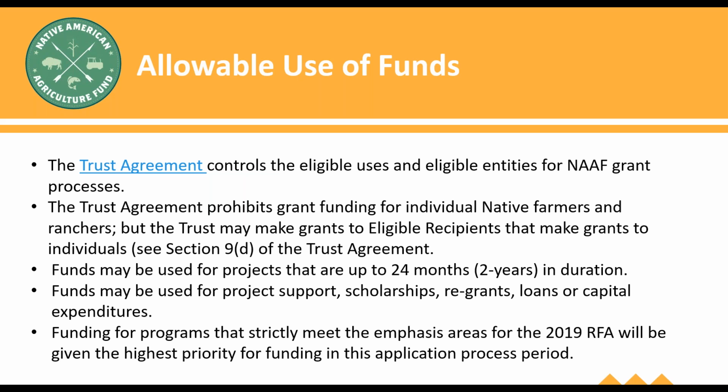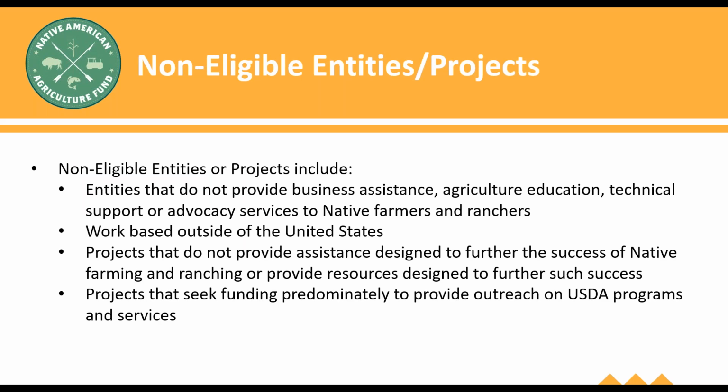But as I shared with you right at the beginning, this is going to be an annual process moving forward, and the focus may change depending on the needs of Native farmers and ranchers. So just be aware that you're going to need to repeat this process when the next RFA comes out. So non-eligible entities or projects include, and these are things that we're not looking to actually fund: entities that don't provide business assistance, agricultural education, technical support, or advocacy services to Native farmers and ranchers.